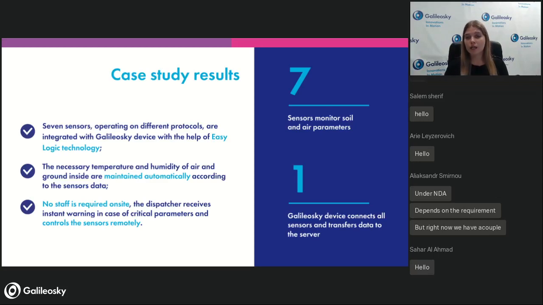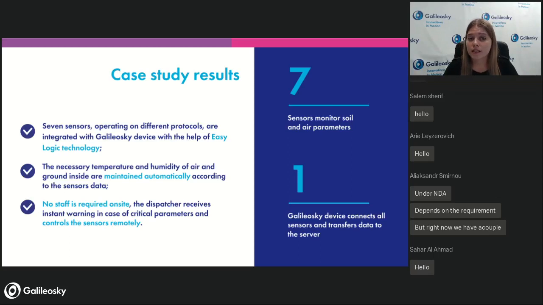So the Galileosky device was a great tool for it, since first of all there are various combinations of interfaces in our devices, so you can pick the most suitable for your requirements. And the second is that using EasyLogic technology, all our partners have an opportunity to integrate any device which is required for their projects. Thus, our partner created a script which helps to connect those sensors over RS-485, and all the data from the sensors were transmitted to the server, to the mobile platform, automatically.